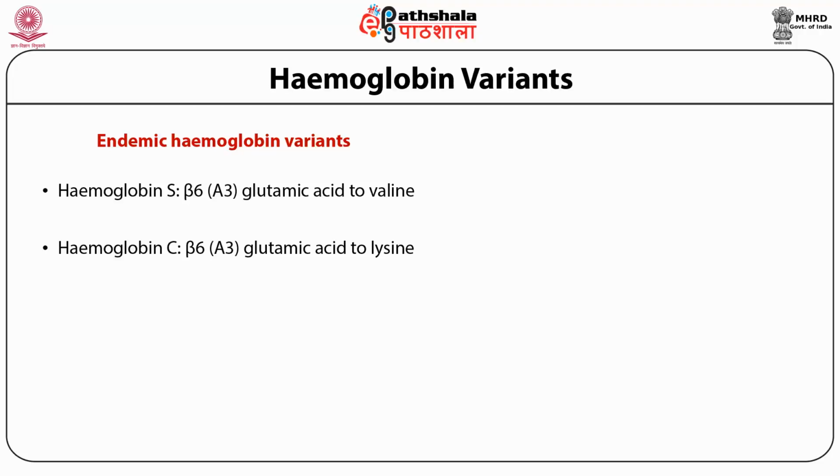The third type or variant of endemic hemoglobin is hemoglobin E, where beta 26 B8 glutamic acid is converted to lysine. This variant is mostly found in the Far East, where the frequency of heterozygotes ranges from 10% to 25%, mainly Thai and Chinese but not Japanese or Polynesian populations.